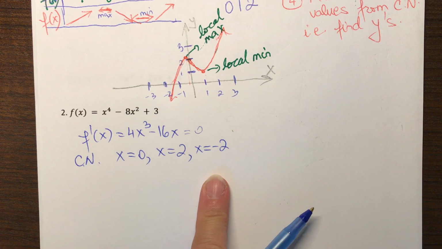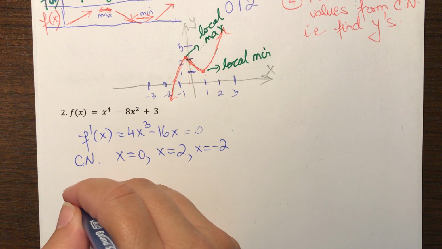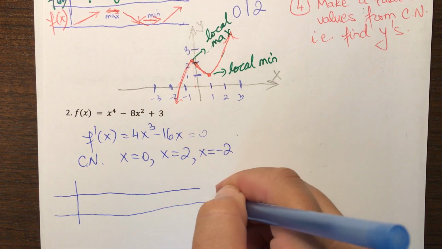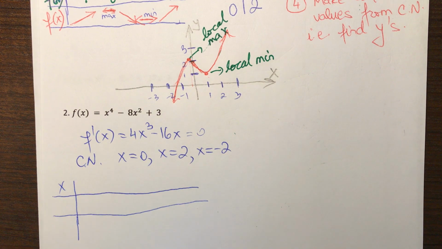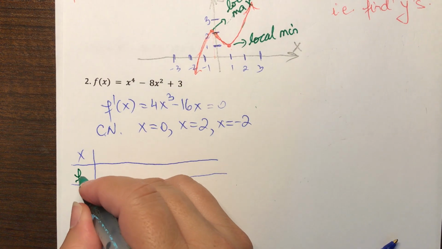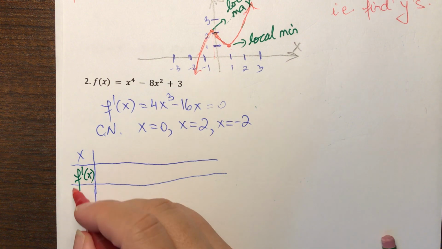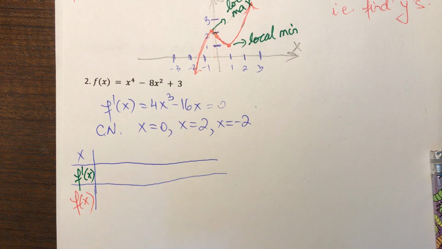Okay, found the critical numbers. What do I do with the critical numbers? I'm going to make myself a sign diagram. X, f prime of x, that's a sign diagram for the first derivative, and we're going to draw conclusions about our function based on this.